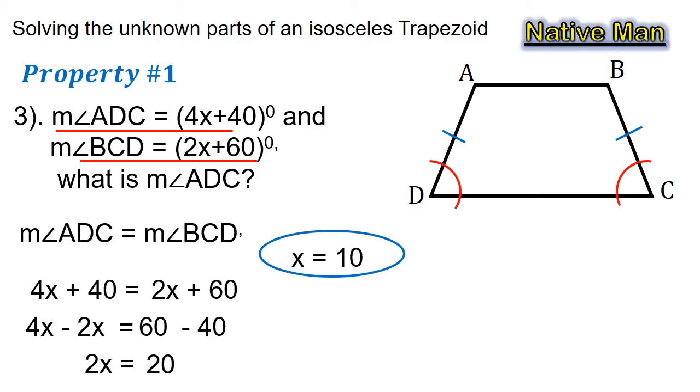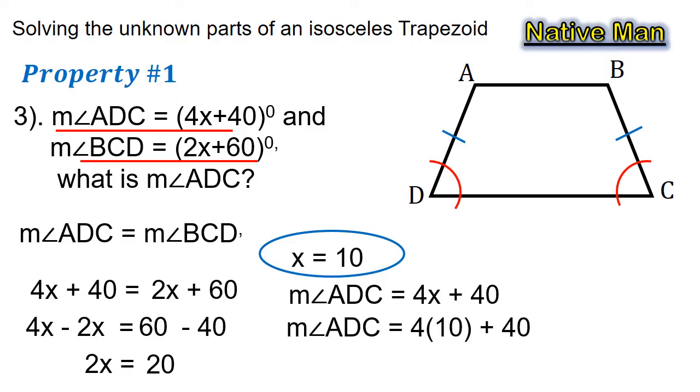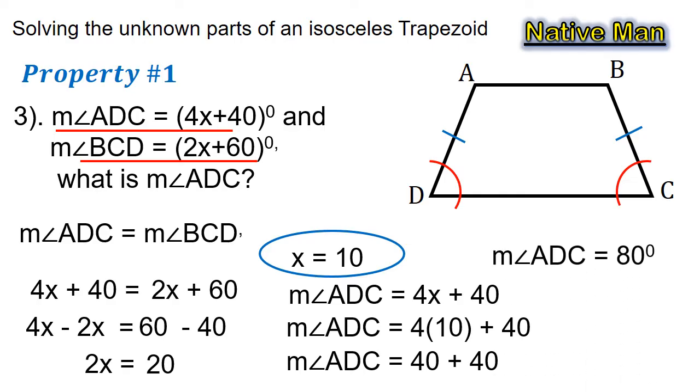So, now we can solve the measurement of angle ADC. So, measure of angle ADC is equal to 4x plus 40. Let's substitute the value of x there. x is equal to 10. So, that is equal to 4 times 10 plus 40. And 4 times 10 is 40 plus 40. And 40 plus 40 is equal to 80 degrees. So, the measurement of angle ADC is equal to 80 degrees.